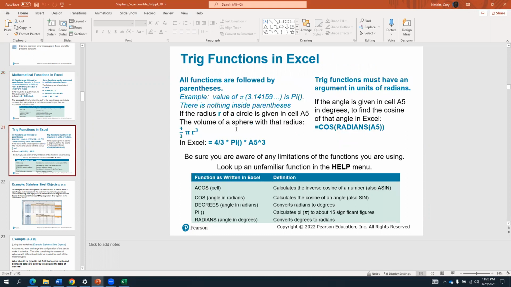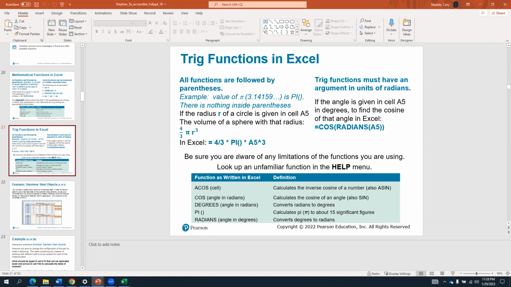All right, some other functions you got, right? If you have taken trig, you have cosine, sine, arccosine, the inverse of a cosine. You can use degrees. You've used pi, right? Radians. But these are all functions that Excel allows you to use.